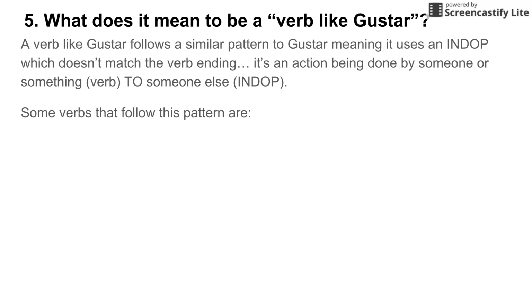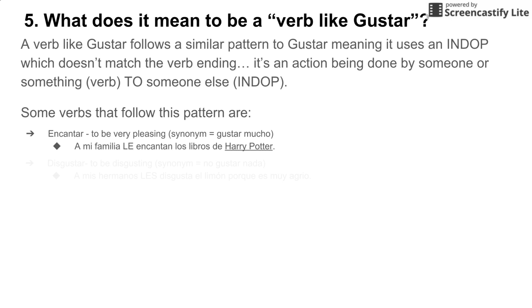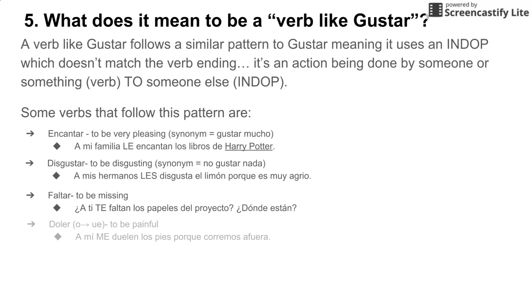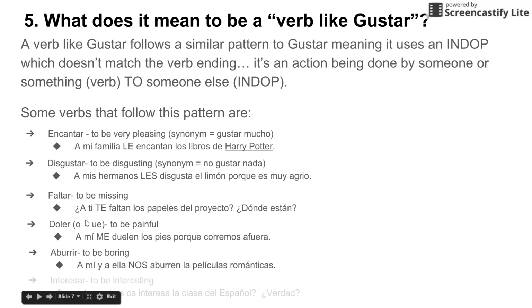What does it mean to be a verb like gustar? What it means is you're following a similar pattern like gustar, where you have an indirect object pronoun, the verb is being done to someone, and you have what's doing the action. So, encantar, disgustar, faltar, doler, which is a shoe verb. Pay attention to that. It's a shoe verb. Aburrir, and interesar.